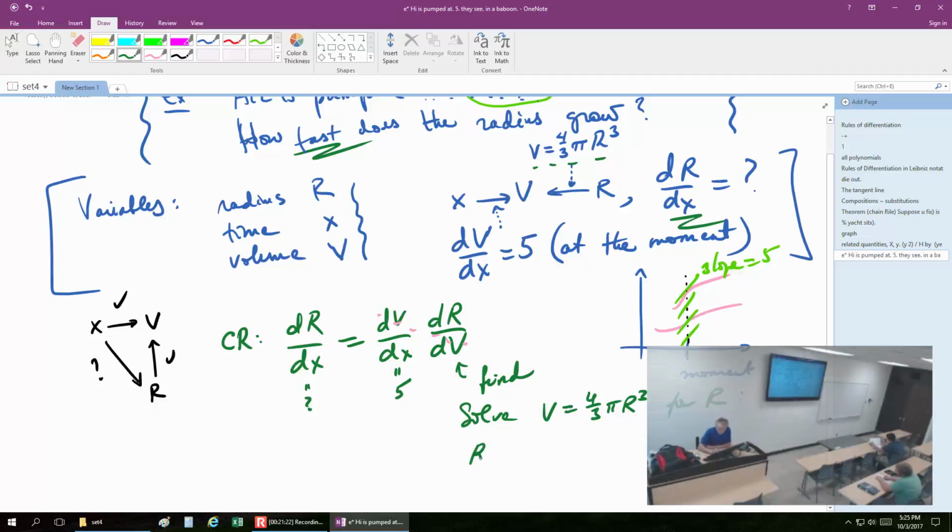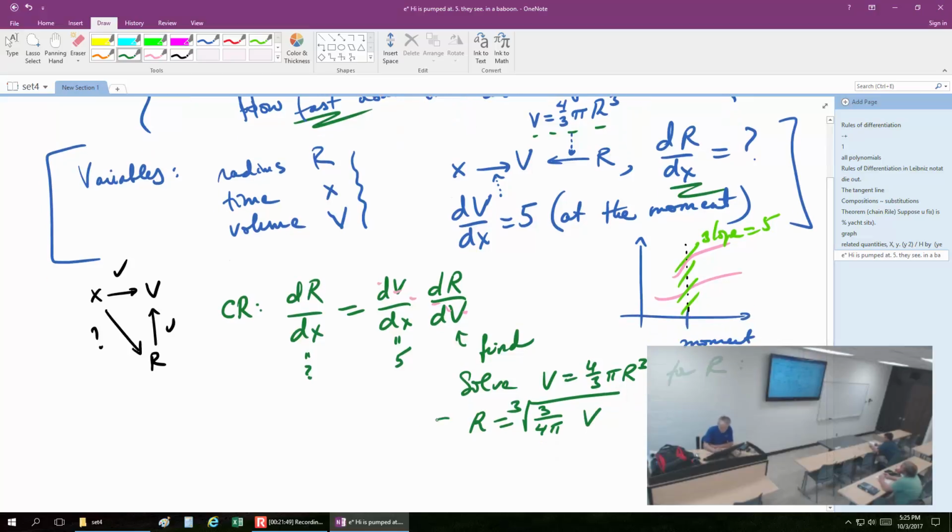Okay, so r is equal to v, and here we have 3/4 pi. Is it? Yeah. 3/4 pi, cubic root. Okay. Okay, so then dr/dv, we got to differentiate this. What do we do? What do we do with the coefficient?